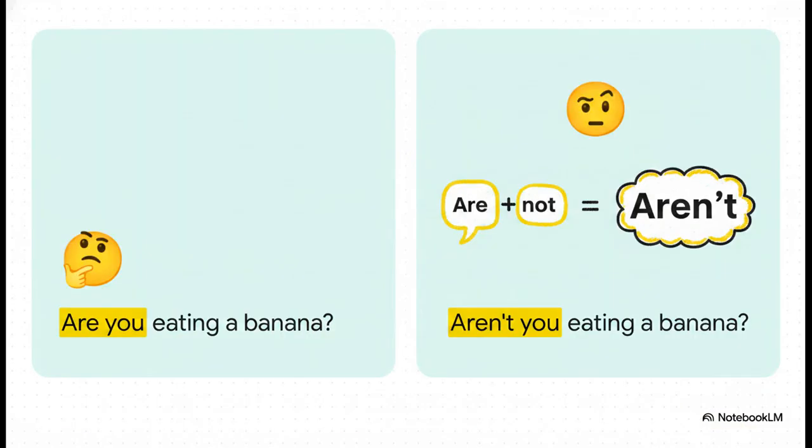Taking it just one step further, you can ask negative questions too. Remember how we added not to our statements earlier? Well, you can pair the front helping verb with not as well. So instead of are you eating, it becomes aren't you eating a banana? It's a fantastic way to confirm something you suspect isn't actually happening.